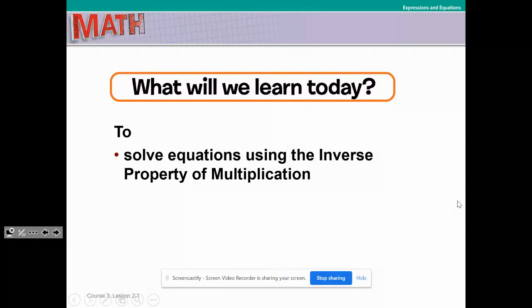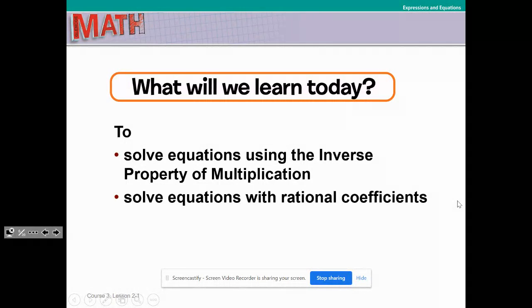Okay, today we're going to solve equations using the inverse property of multiplication. We're going to solve equations with rational coefficients.